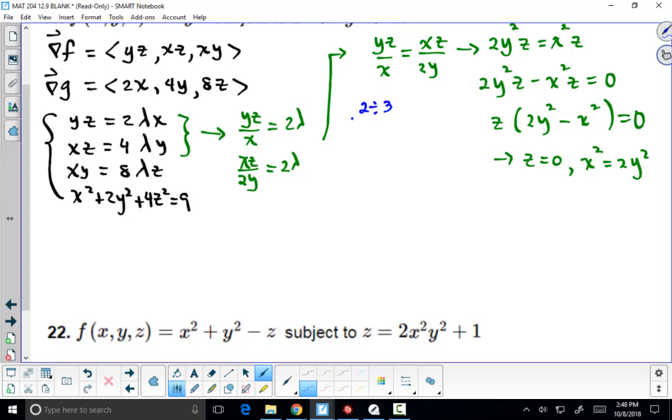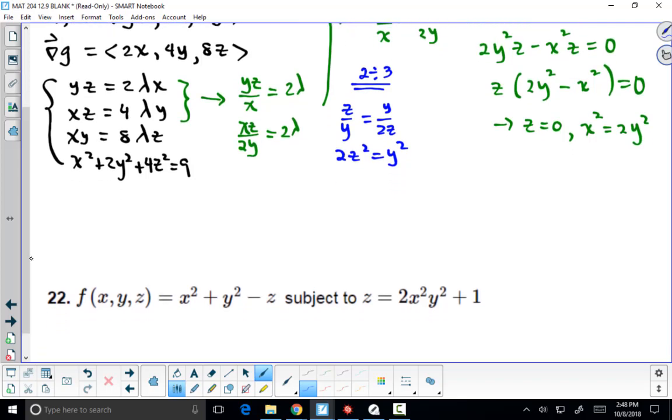So 2 divided by 3, we're going to end up with z over y. And the lambdas go away, y over 2z. So we get 2z squared equals y squared. So we can then plug that in. All right, so let's go for it. So in our constraint equation, we have x squared being replaced with 2y squared. And then we still have 2y squared. And then 4z squared. Multiply both sides of this by 2. So we get another 2y squared equals 9.